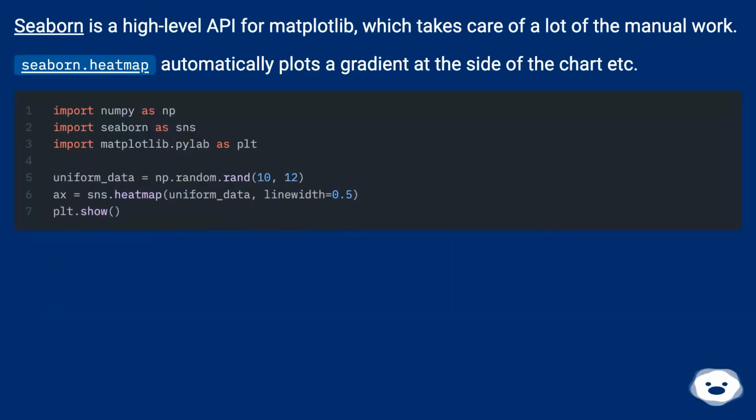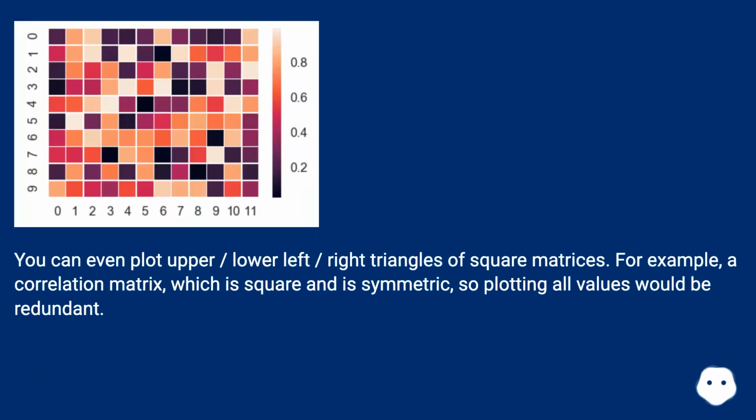Seaborn is a high-level API for matplotlib, which takes care of a lot of the manual work. Seaborn heatmap automatically plots a gradient at the side of the chart, etc. You can even plot upper, lower, left, right triangles of square matrices. For example, a correlation matrix, which is square and symmetric, so plotting all values would be redundant.